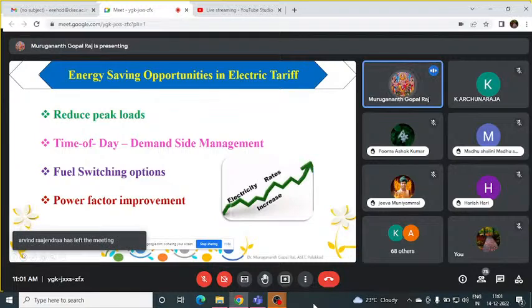Then time of day, this is also similar to what I have said earlier, demand side management. Wherever the demand is higher, we can supply it, and in the less demand area, we can ask them to switch off their timing.